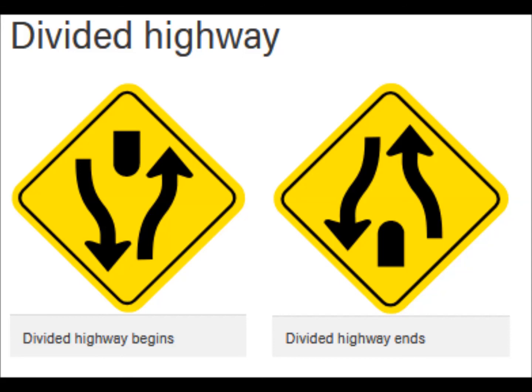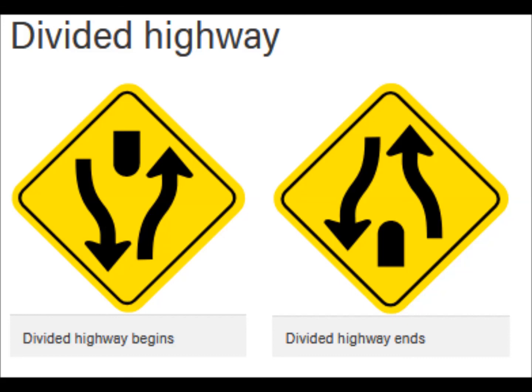Image description. A yellow diamond with a black border. There are two arrows and one block. The arrow on the left is going down. It starts outside, then curves in and goes down again. The arrow on the right is going up. It starts on the inside, then curves right and continues going up. In between the two, at the top, is a black block. Divided highway begins.